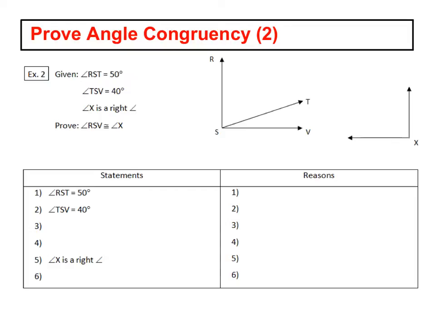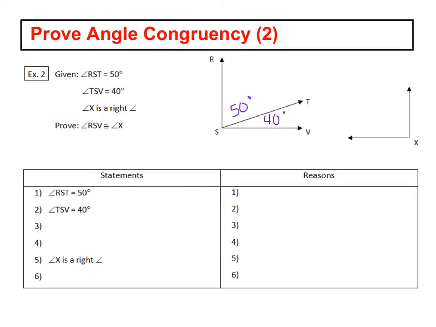We were told that angle RST is equal to 50 degrees. So in the picture, let's find RST. And then we can go ahead and even write that in there. We know that that's 50 degrees. We know another given is that angle TSV is 40. So TSV is 40 degrees.